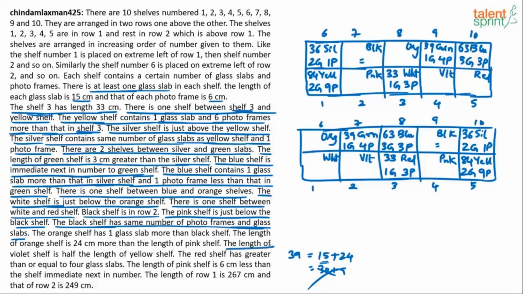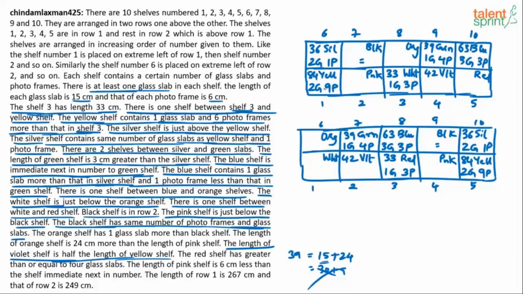The length of violet shelf is half of yellow. Make it half of yellow. 84 will become 42. So this is 42. 84 is going to become 42. Yeah. So 42 meaning what? Can you take half of this? No. See, understand, that is very, very important, right?